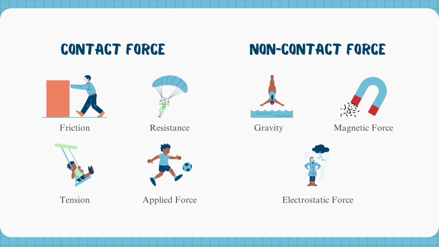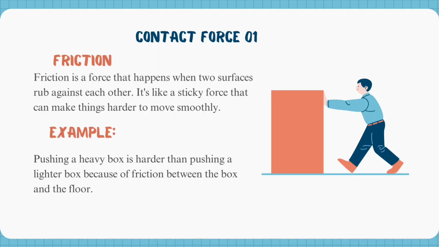So these are a few examples of contact forces and non-contact forces. Now we will discuss the contact forces with their examples. We'll start with the friction force. Friction is the force that happens when two surfaces rub against each other, and it's like a sticky force that can make things harder to move smoothly.